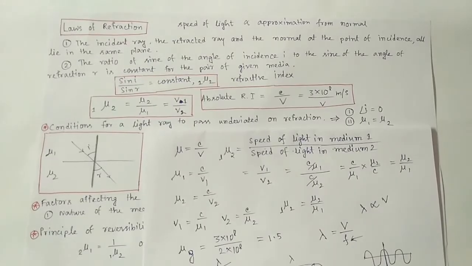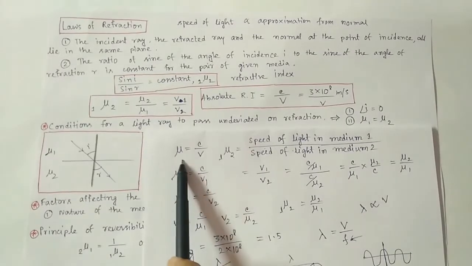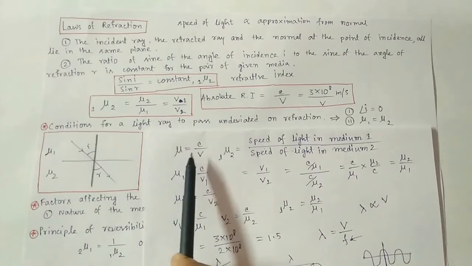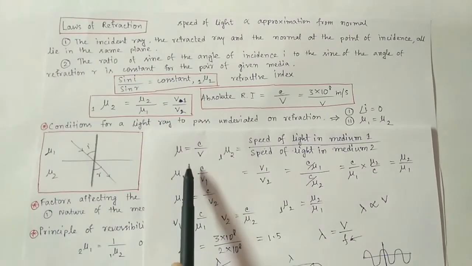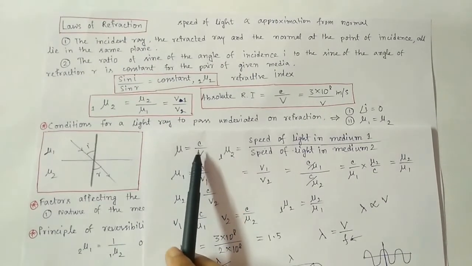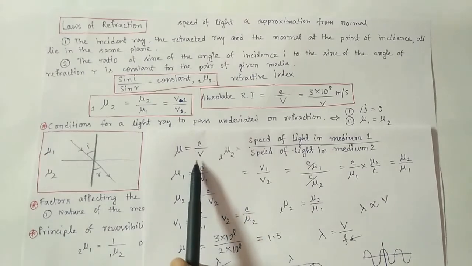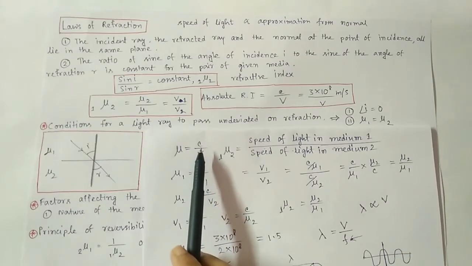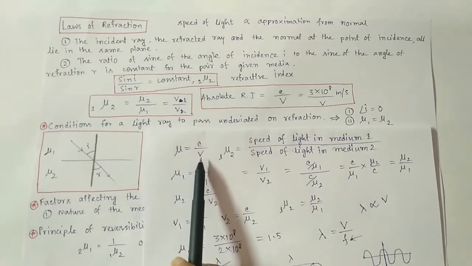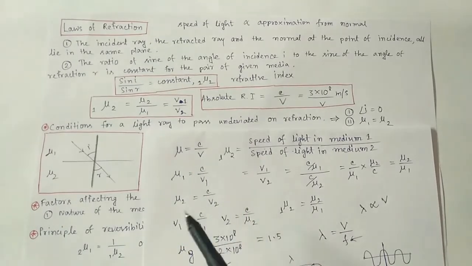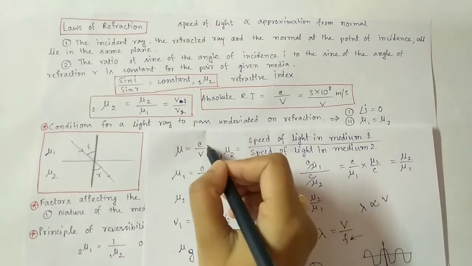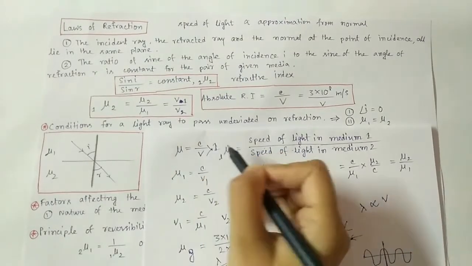Now there is another thing I must say. The absolute refractive index is equal to c by v, where c is the velocity of light in air or vacuum, and v is the velocity of light in any medium. As the velocity of light is maximum in air, the numerator will always be greater than the denominator. That is why mu, the absolute refractive index, will always be greater than 1.